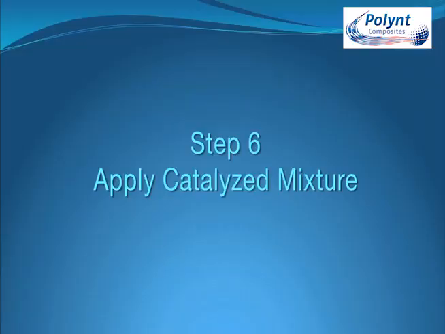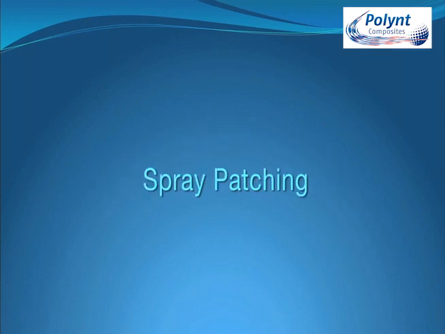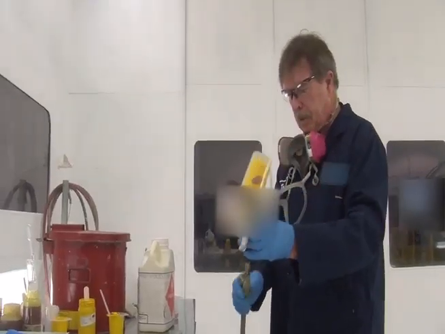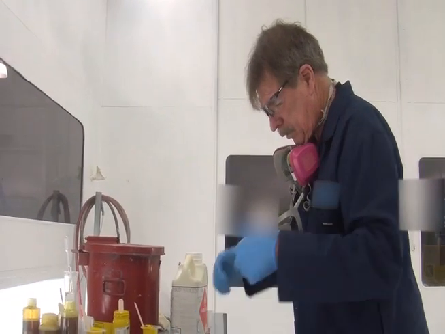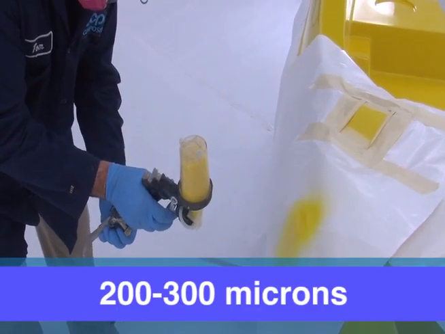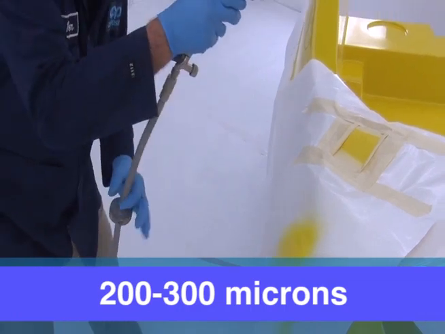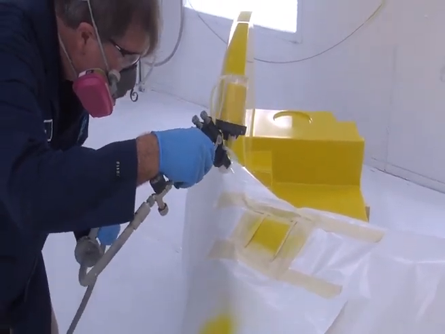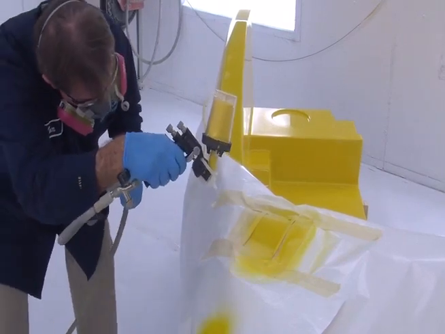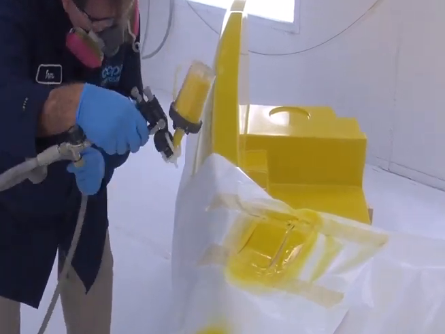Step 6. Apply the catalysed gel coat mixture. For spray patching, use a precision touch-up spray gun to spray the catalysed gel coat mixture onto the damaged area. Spray 200 to 300 microns over the area. If you are spraying an area where the gel coat was completely removed, spray at least 300 microns for good hide, using more than 1 pass.